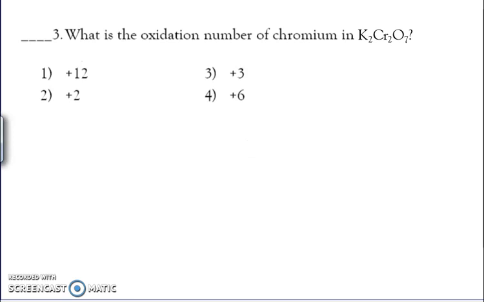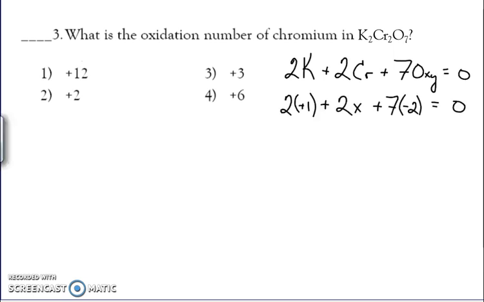Number 3, oxidation of chromium in this one. This compound has 2 potassium, 2 chromium, and 7 oxygen. The whole thing must add up to 0. Potassium is a plus 1. Chromium we're looking for, so the oxidation number of chromium in this compound is plus 6.